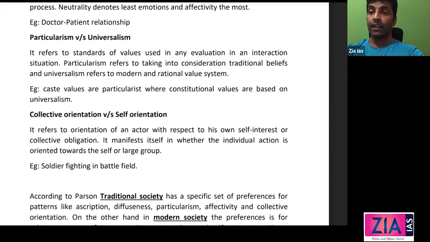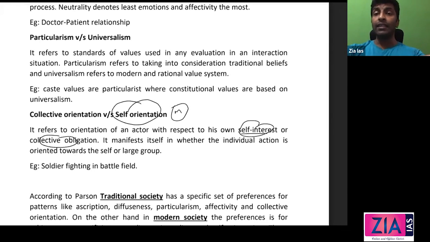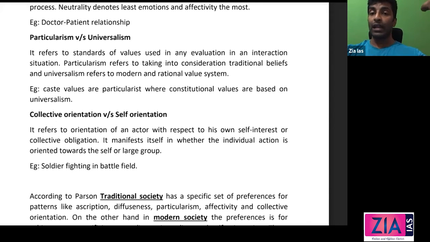Collective orientation versus self-orientation. It refers to the orientation of an actor with respect to his own self-interest or collective obligation. His own self-interest, you are doing something for your interest, that is self-orientation in modern society, or collective orientation for the society in traditional society. It manifests itself in whether the individual action is oriented towards the larger group or not. This is an example of collective orientation, right? You are preparing for this exam. What is that? Is it for society or is it for you?